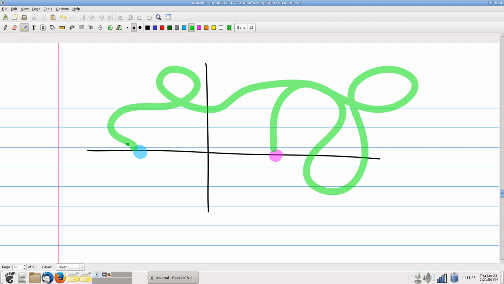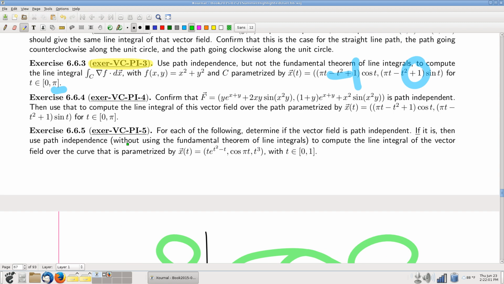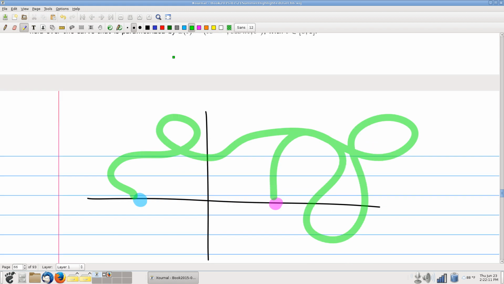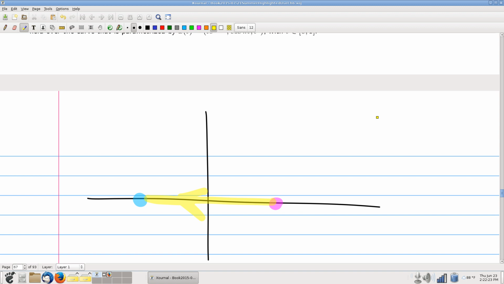So there's our curve. Now, the problem says use path independence. It specifically tells us to use path independence. So I'm going to take them up on their advice and say, you know what, I don't like that path. I would much rather deal with that path that has the same start and same end. It's just easier to work with. Right? Okay, so goodbye to that other path.